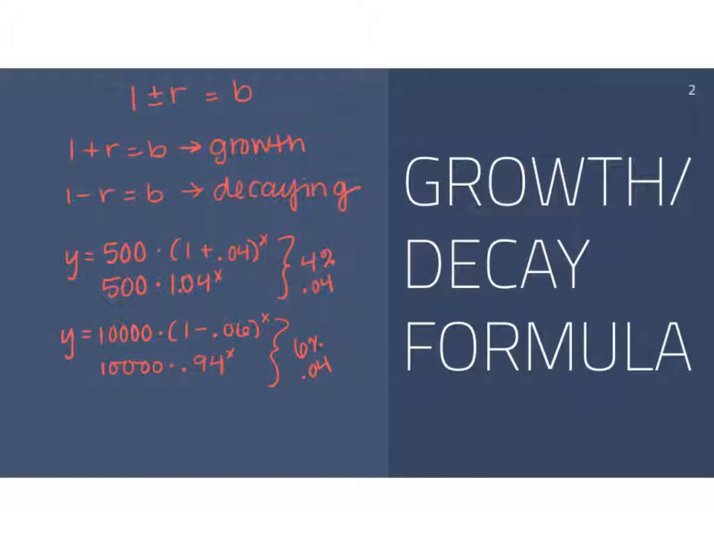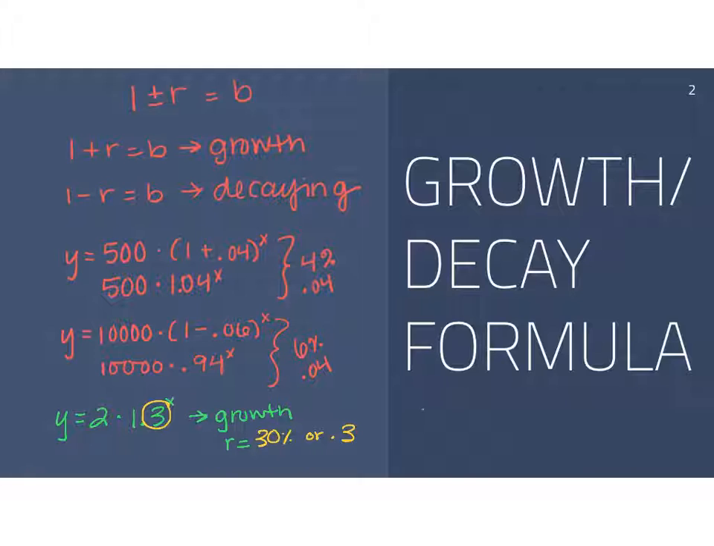So if I'm looking at an equation that looks like this, y equals 2 times 1.3 to the x, I know that this is growth, and the rate is going to be this 30%, or 0.3.